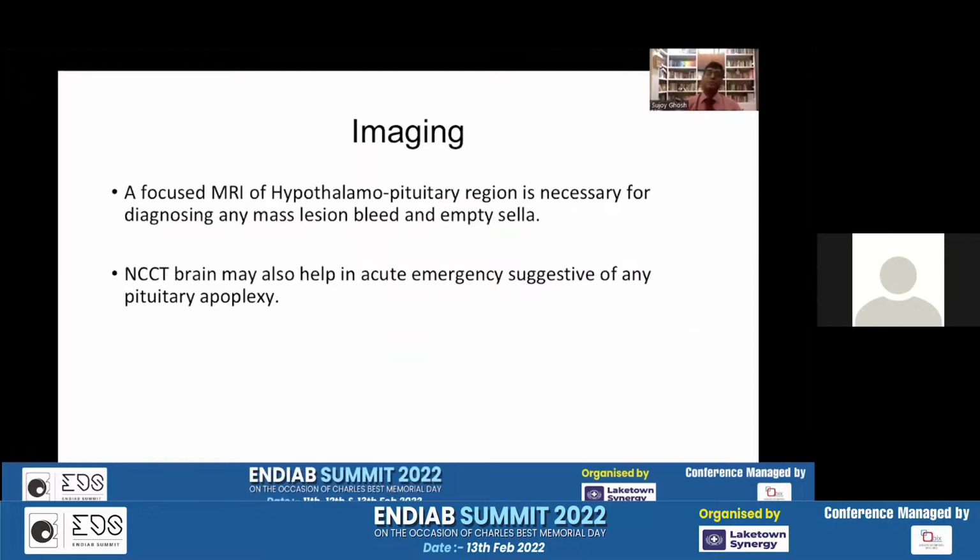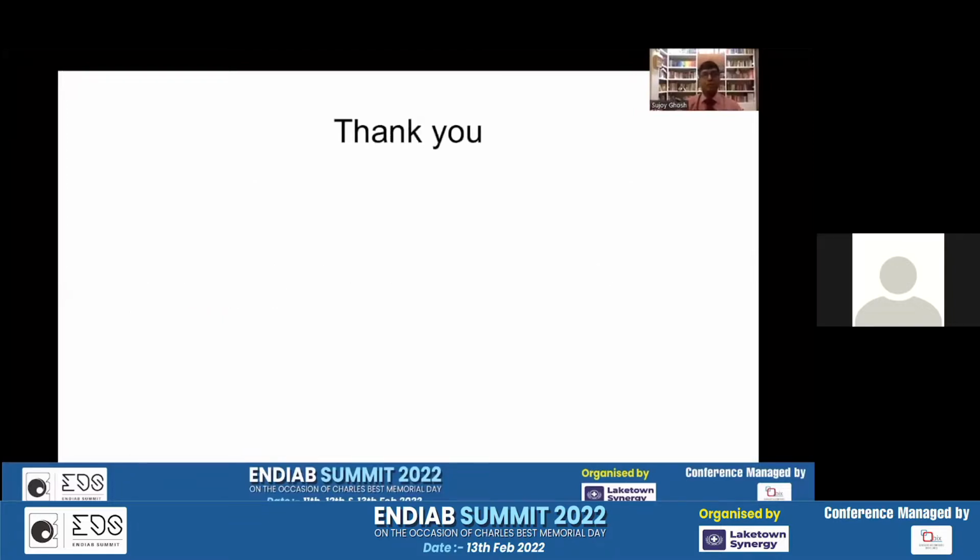Again, for these individuals, you've got to go for a focused MRI of the hypothalamic pituitary region to detect any mass lesion, any bleed, or presence of empty sella, which is probably very, very common in our clinical setup. A non-contrast CT may also help us in an acute emergency setting to see if there is any pituitary apoplexy. I shall stop there. Thank you very much for the opportunity.